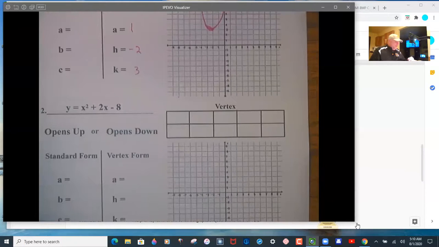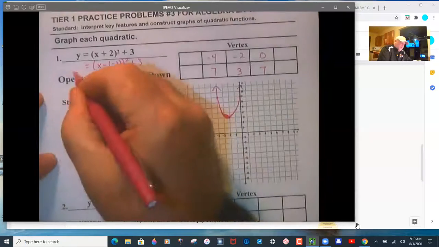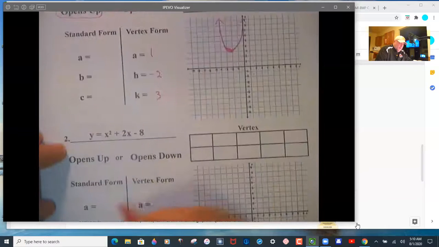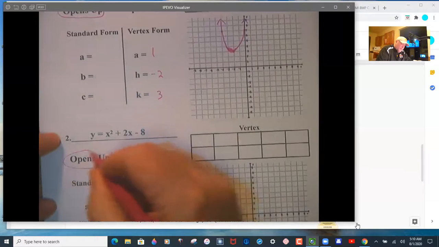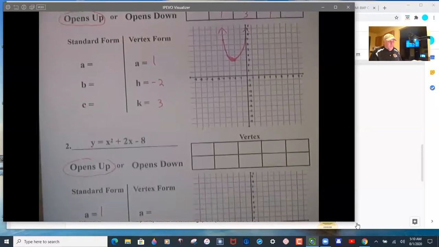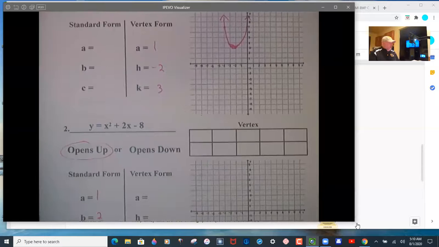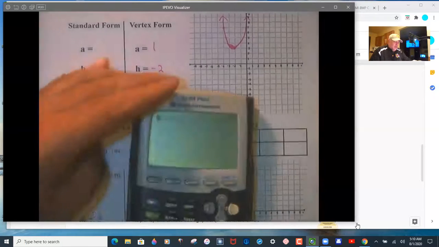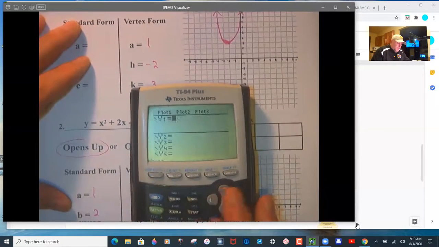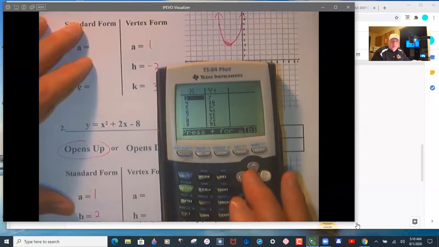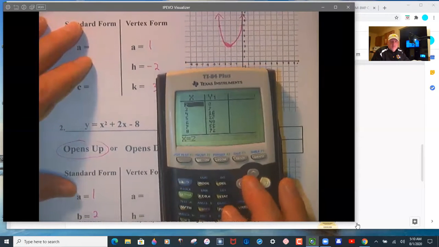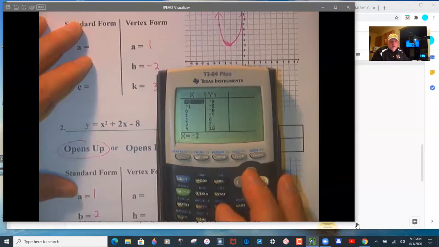Okay, so number 2, this is going, so I need to circle opening up. This is going to be standard form, 1, 2, -8. This is going to be opening up because A is 1. So when A is positive, it opens up. If A is negative, it opens down. And again, you can put this on your table and tell from your table, most likely, what the vertex is, or you can calculate it. You have to look until you find it. If it's there, there it is.